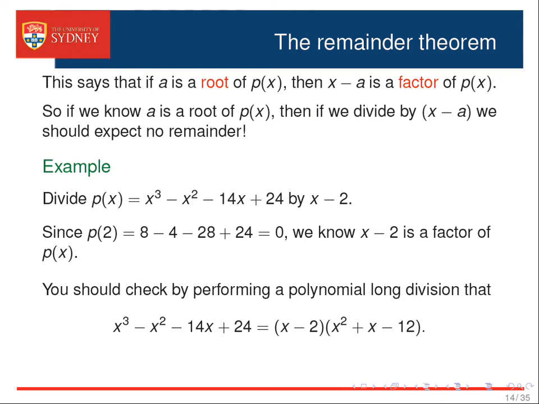Let's have a look at an example. What happens when we divide x cubed minus x squared minus 14x plus 24 by x minus 2? Well, it's easy to check that p of 2 is 0, so this means that x minus 2 must be a factor of p of x. You should check that when you perform the long division using the method we learnt last time, you get no remainder. Press pause and press play when you're ready to continue.